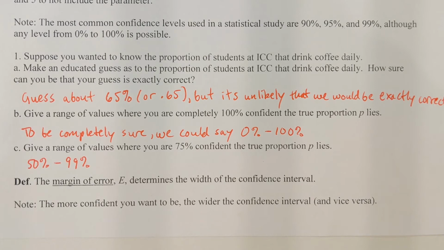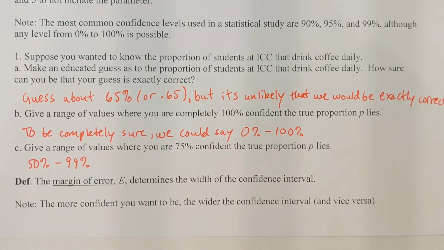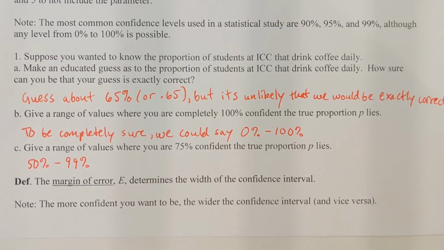Okay. Now, the margin of error is another term that we're going to need to know here. We're going to call that E. The margin of error determines the width of the confidence interval, how wide the interval will be. There's a note there: the more confident that you want to be, the wider the interval, and vice versa. Okay. If you're going to be more confident in a statement, you're being more risky in making a mistake. So that's why the interval is going to get wider, because the margin of error will get wider.